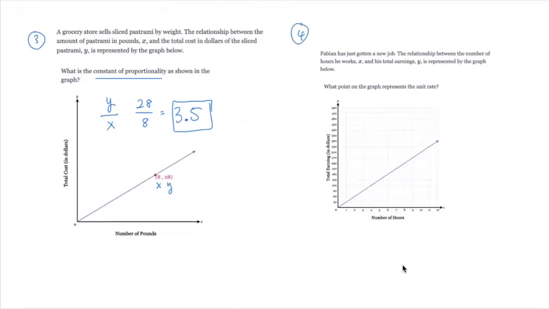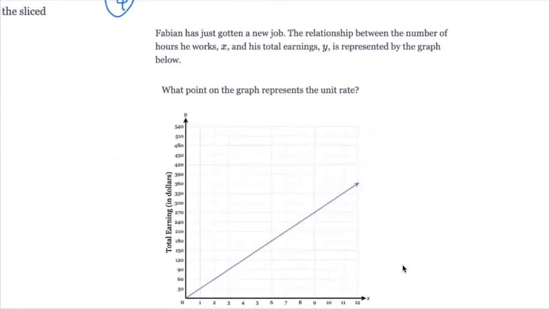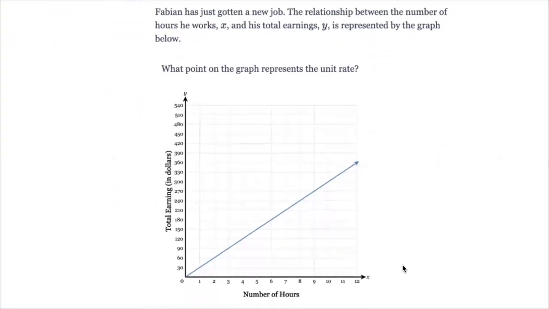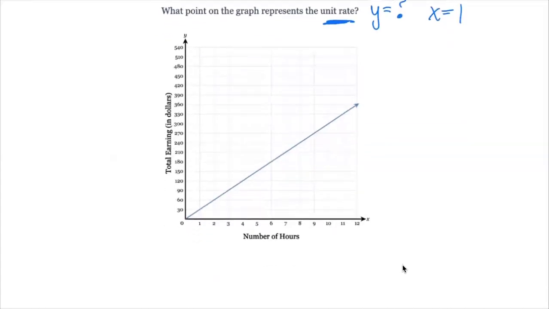Last one here, number 4. Fabian has just gotten a new job. The relationship between the number of hours he works X and the total earnings Y is represented in the graph below. What point on the graph represents the unit rate? Remember, unit rate is what is Y when X equals 1? So let's find X equals 1 on my graph. Here's 1, so here's the point.